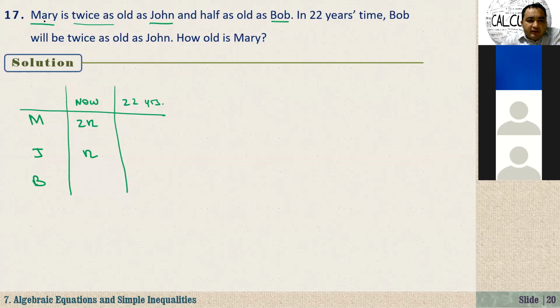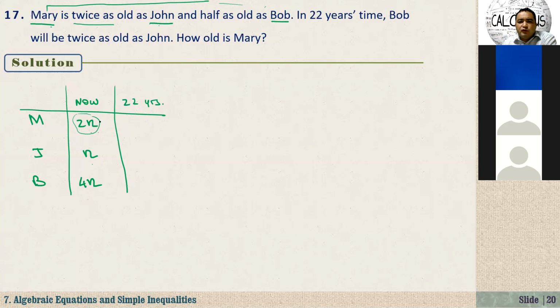No. Here it says that Mary, we are talking about Mary, right? Mary is twice as old as John. Okay, if John is n years old, then Mary should be 2n years old. And again, we are talking about Mary. Mary is half as old as Bob. So what number's half is 2n? So Bob's age must be 4n, right? Because half of 4n is 2n. Because Mary is half as old as Bob means that Bob is twice as old as Mary.